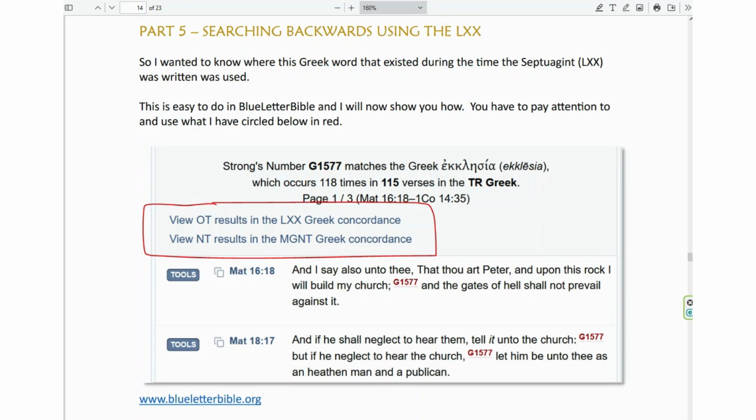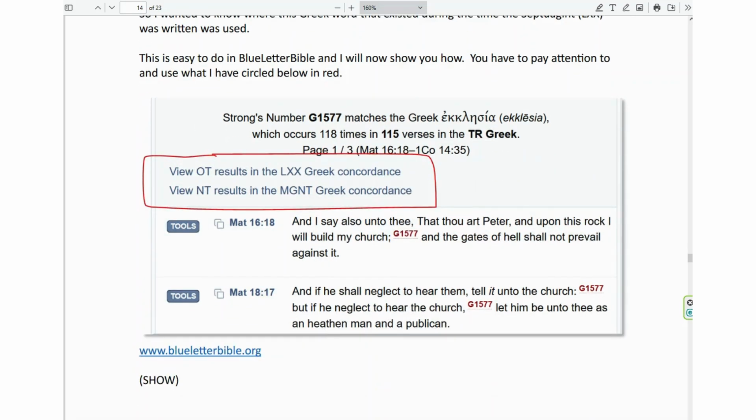Now, for the subscriber who asked the question, here's where you're going to get your answer in part 5, searching backwards using the Septuagint. So I wanted to know where this Greek word that existed during the time of the Septuagint was used. I figured if they said ecclesia in the Brit Hadashah in Greek, there had to be an ecclesia somewhere in the Tanakh, because the Septuagint was written in Greek. And I'm going to show you how you do that. I've put it here on the screen, but I'm going to show you now.